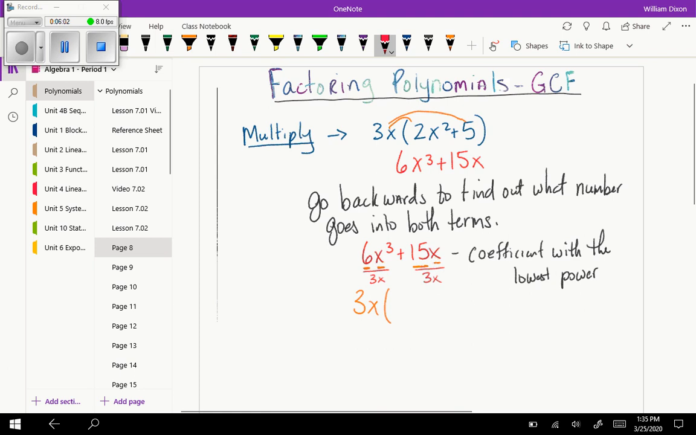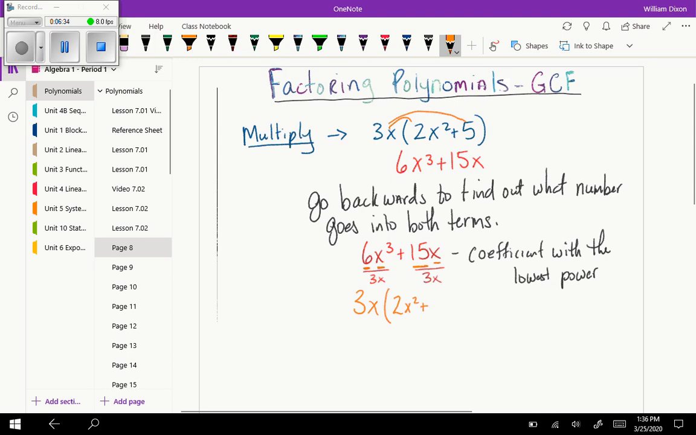So if I have 6x to the third divided by 3x, well, we know straightforward that 6 divided by 3 is 2. All right, simple enough. Now, x to the third divided by x. Well, that leaves you with x to the second, because whenever you're dividing exponents, you subtract. So that's going to be x to the second. Bring down your plus sign.